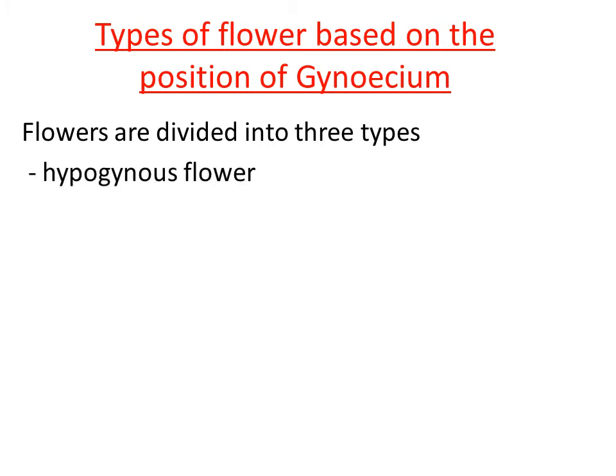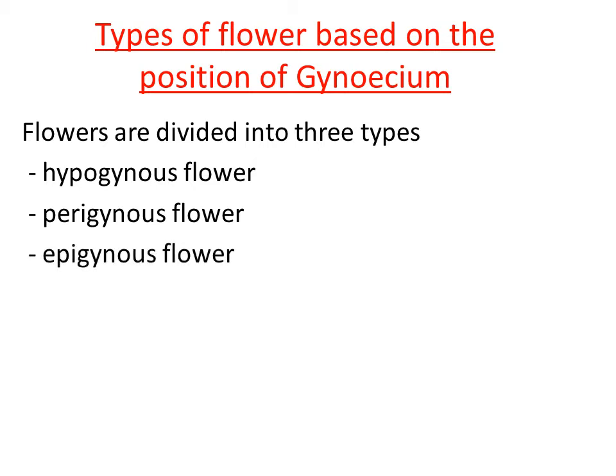So the one type of flower is hypogynous flower, the second type is perigynous flower, and the third one is epigynous flower. So these are the three types of flowers. They are divided based on the position of gynoecium in the flower. So let us study one by one.